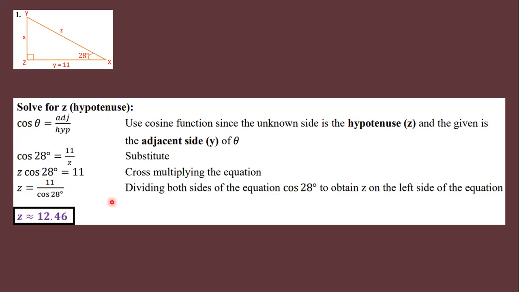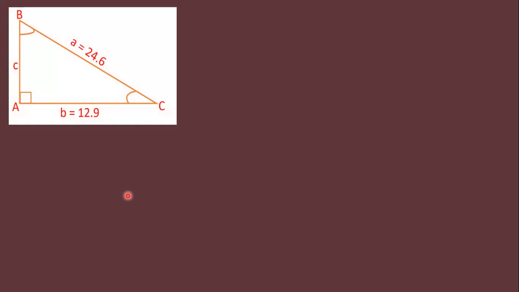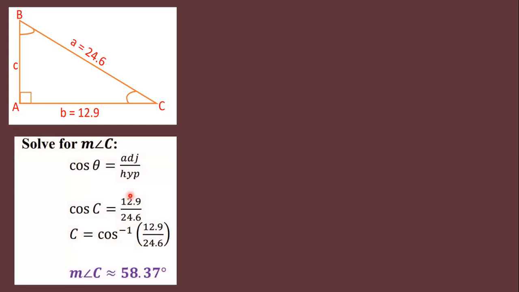Let's try another example. This is the given illustration. You have an angle of 90 degrees. You have two sides given and an unknown side. What are we going to do? Basically, we solve first for the measurement of angle C. Yes, we can solve it using cosine theta. Why? It's because we already have a given adjacent side and a hypotenuse side, but we solve for the theta, not the cosine, but the theta.